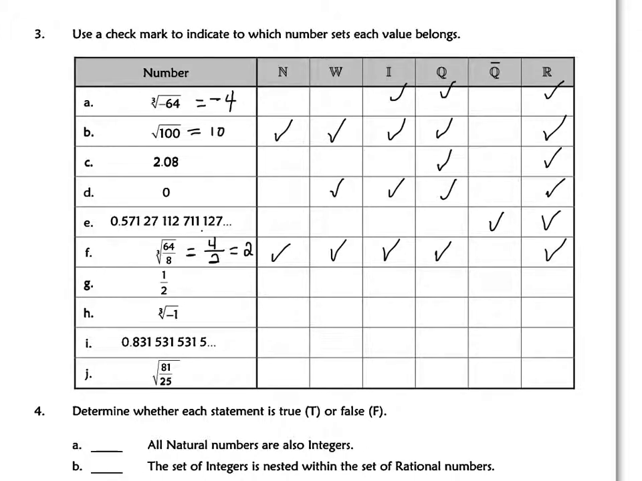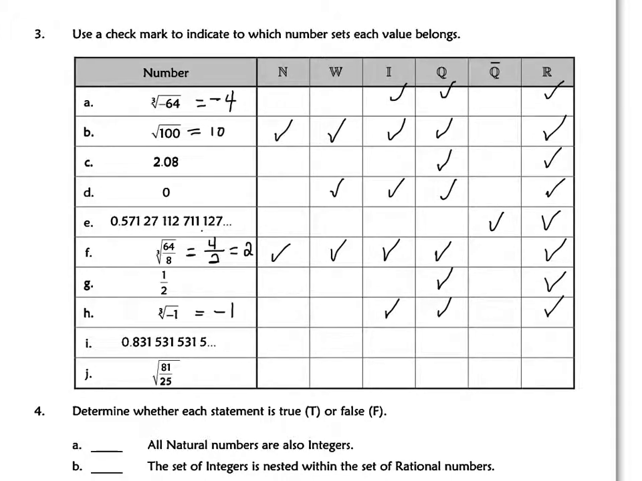A half is not a natural, whole, or integer, but it is rational because it is in the form of a fraction where the numerator and denominator are integers, and it is therefore a real number. The cube root of -1 is -1, so that is not natural or whole because it's a negative, but it is an integer and it is a rational number and it is a real number.